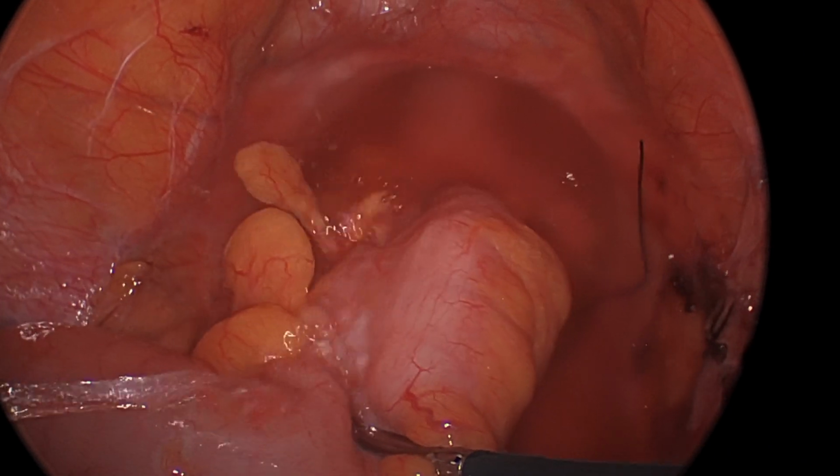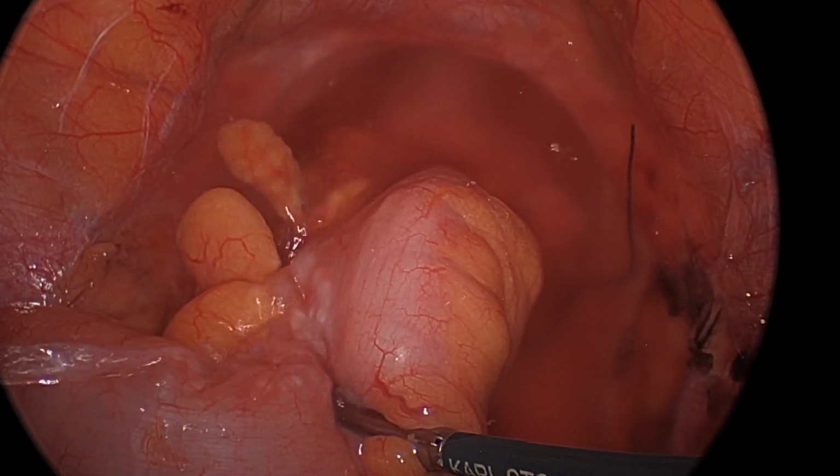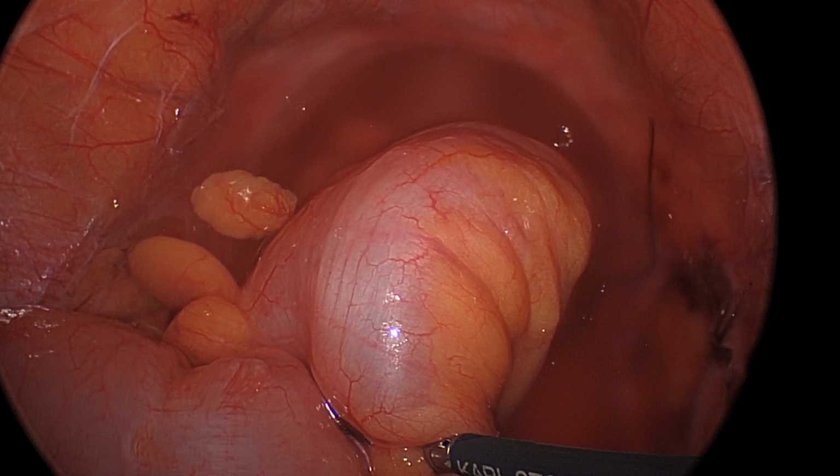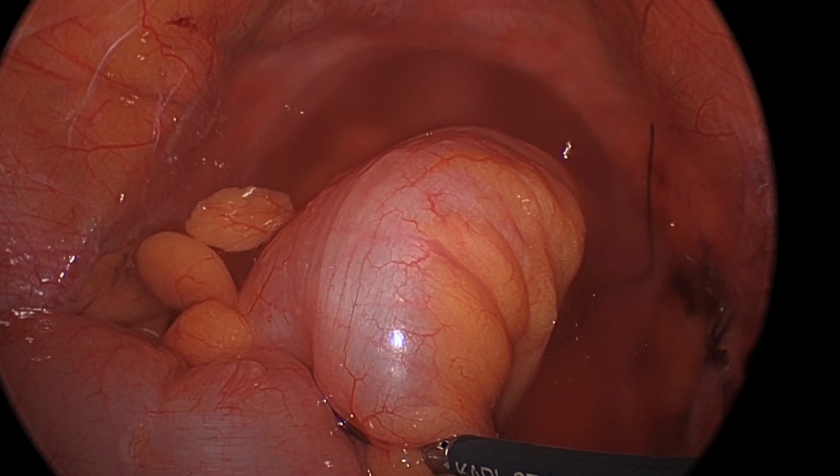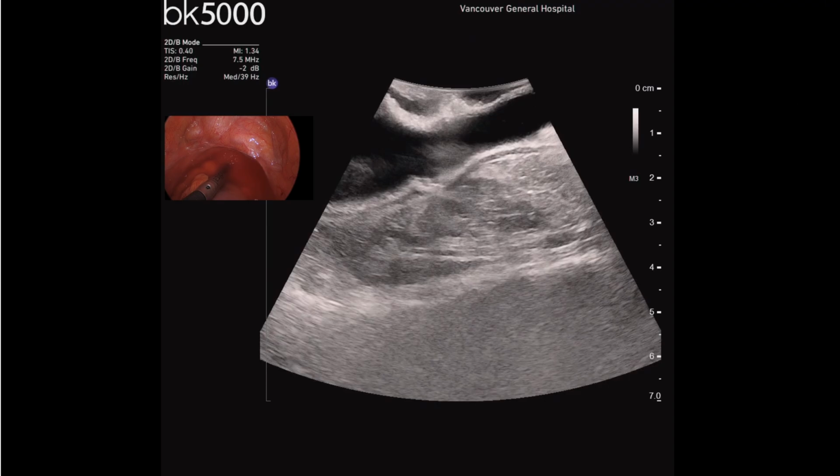Following resection, a rigid sigmoidoscopy and bubble test was performed and was negative. The ultrasound probe was then placed over the region to ensure complete resection of the deep endometriotic lesion. Review of the post-resection images illustrates complete removal of the lesion.